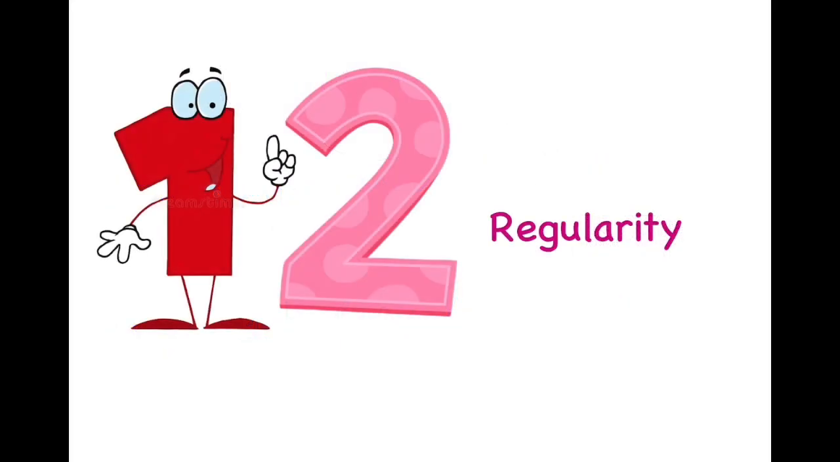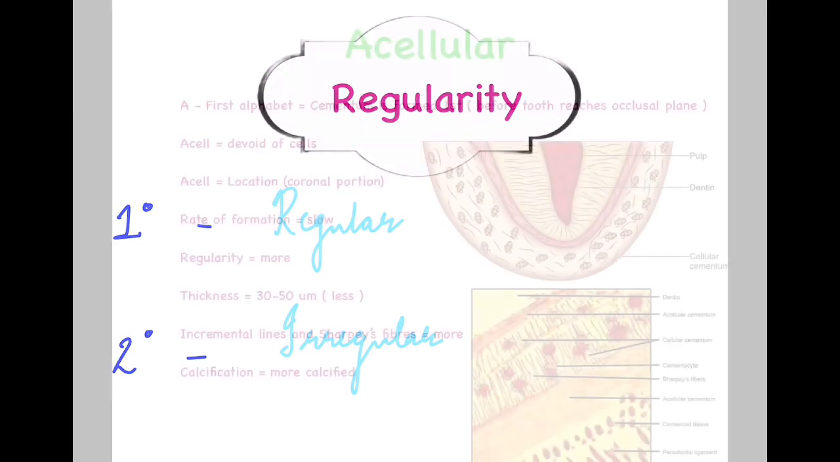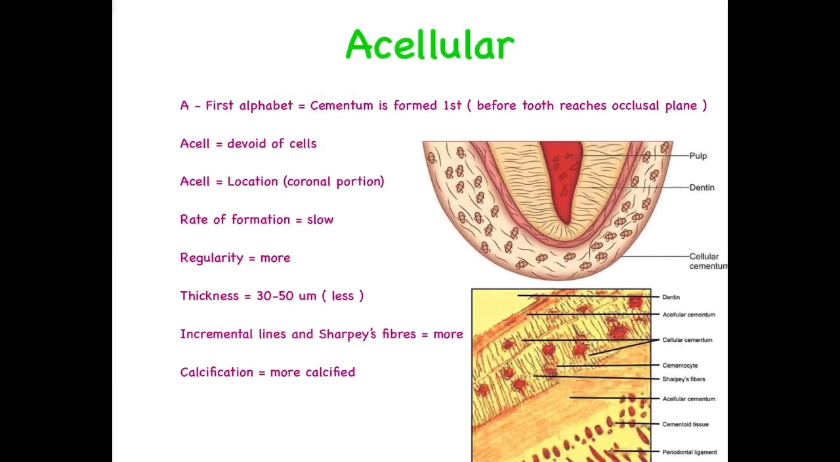So our 12th difference is regarding the regularity of cellular versus acellular cementum. So our primary cementum is more regular, right, as compared to secondary cementum, which is slightly irregular. So a quick recap of whatever differences we have studied so far, right?